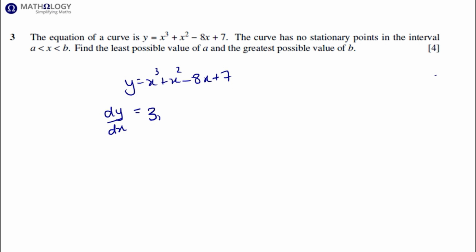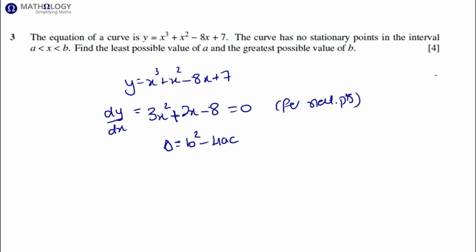So dy/dx equals 3x squared plus 2x minus 8, and we equate that to 0 for stationary points. Now before we attempt to factorize, probably a good idea just to find the discriminant to see if indeed we do have a solution, right? So delta will be 2 squared minus 4 times 3 times minus 8, and we're going to get a positive out of this, right? Which means that delta will be greater than 0. In other words, we have real roots.